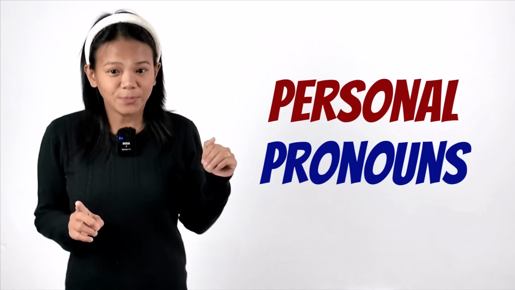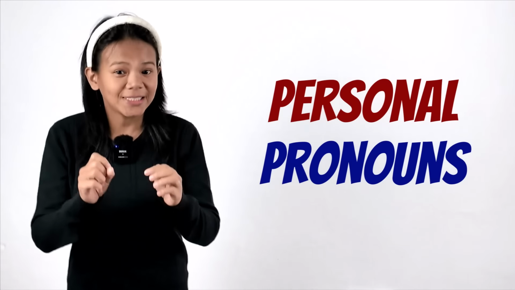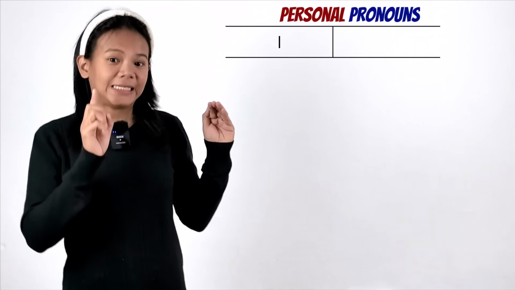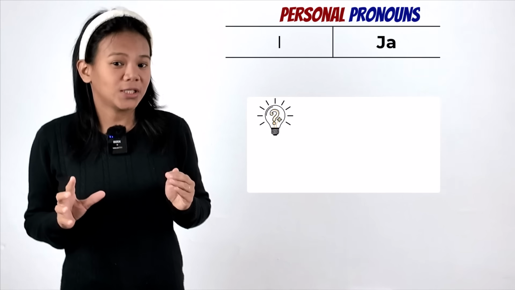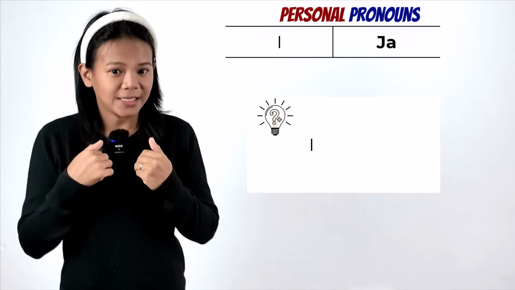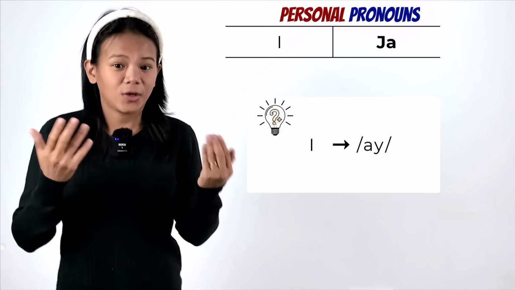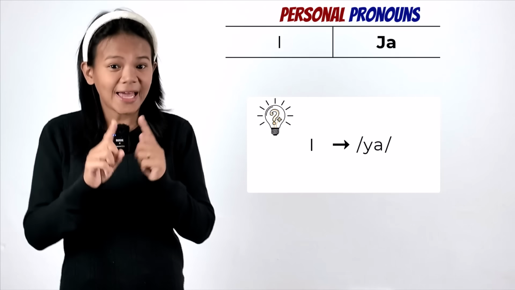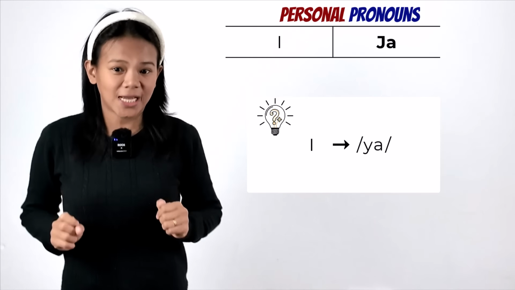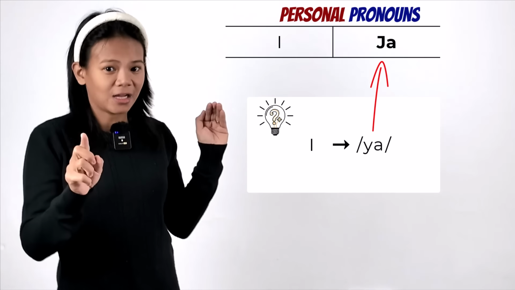These are the Serbian personal pronouns with mnemonics to help you learn them. I in Serbian is ja. The mnemonic we can use here is, think of the word I, pronounced A-Y. Reverse it and it becomes ya, Y-A, which sounds like ya.